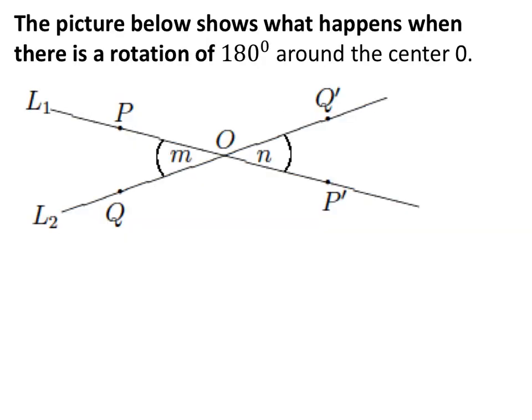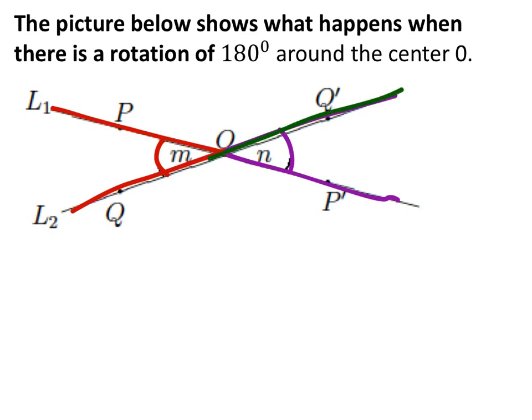This one is just a picture of an angle that was rotated. The angle right here was rotated around to give us this angle right here. There are a couple of things we should notice, at least if I had copied them right: angle M is the same as angle N. Also, line L2 is kind of one line right here, and line L1 is also kind of one line right there.